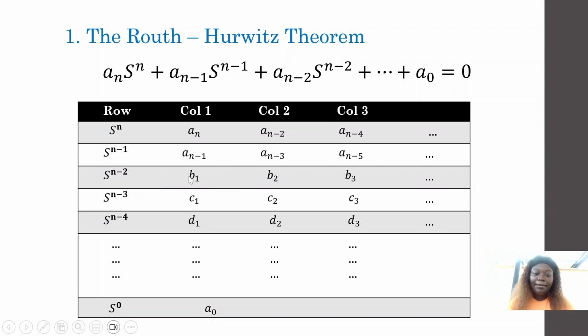For our B term, the determinant of column 1 and column 2 will give us B1. And the determinant of column 1 and column 3 will give us B2. B3 would be the determinant of the terms following. We continue our table in that way till we reach S raised to the power 0 and A raised to the power 0, which would be our last term here.